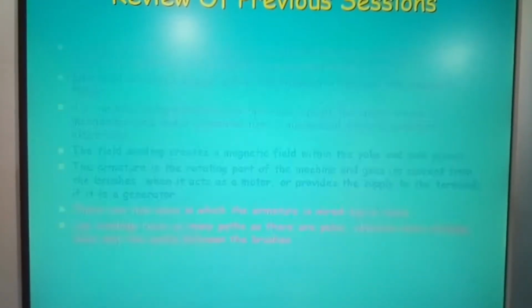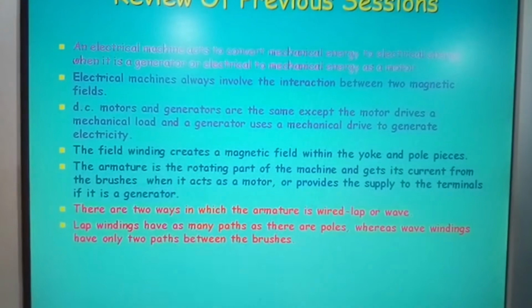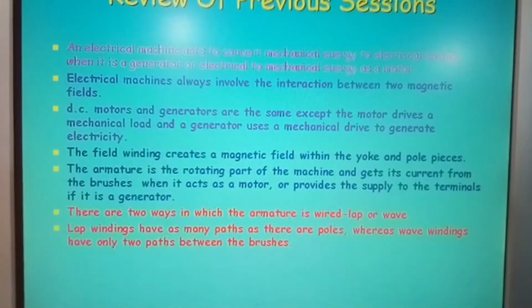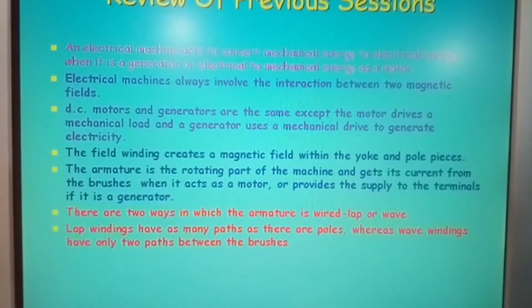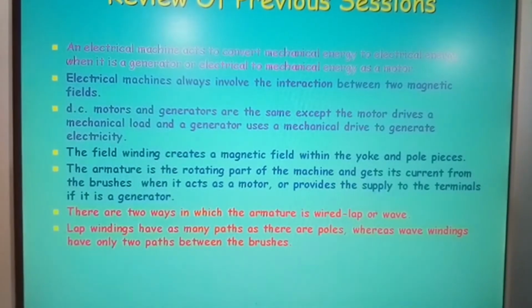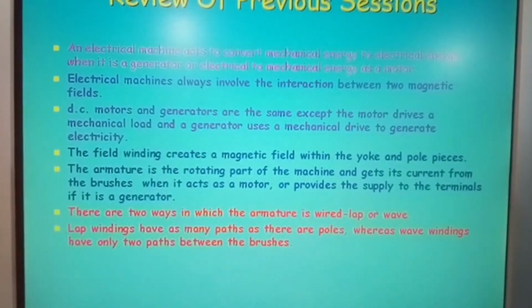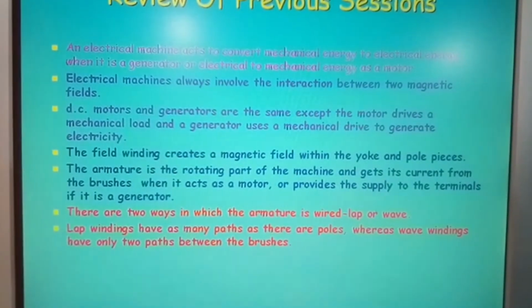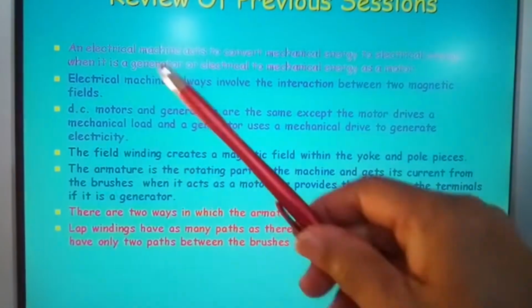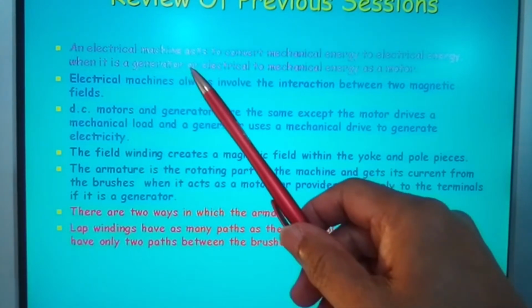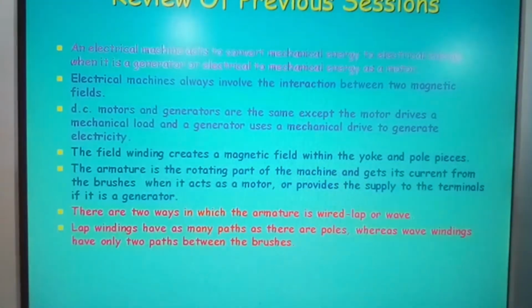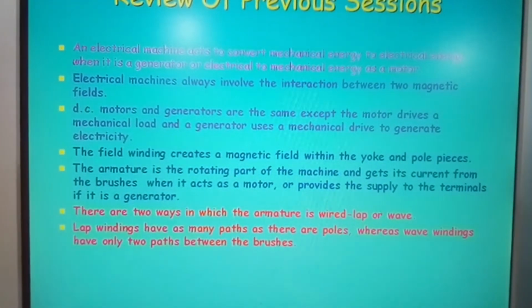Now, this is just a review of what we've already covered. An electrical machine acts to convert mechanical energy to electrical energy when it is a generator, or electrical to mechanical energy as a motor. Yes, now I noticed, there's 2 holes here, but ignore that, we only need 1, okay?